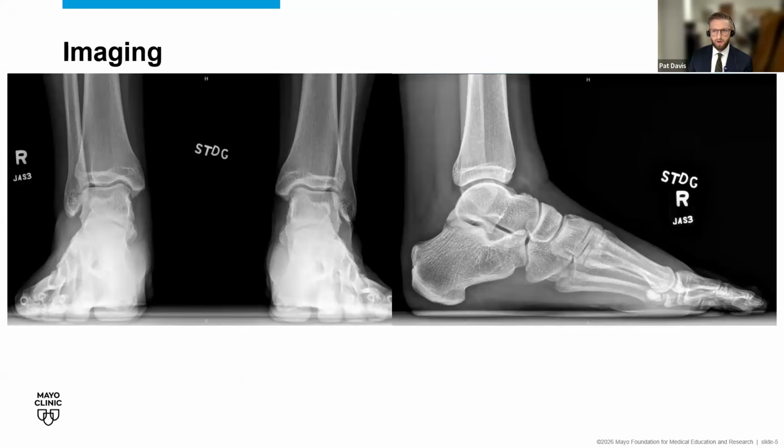We did have some initial radiographs obtained. Here I have an AP and a lateral, and a mortise view was also obtained, but really no findings of note. No fractures or osseous abnormalities were noted on these radiographs.